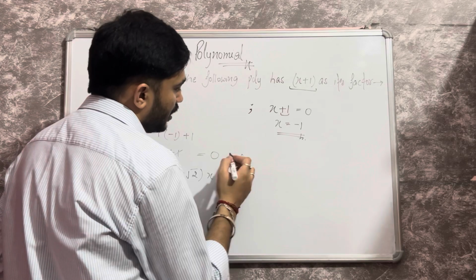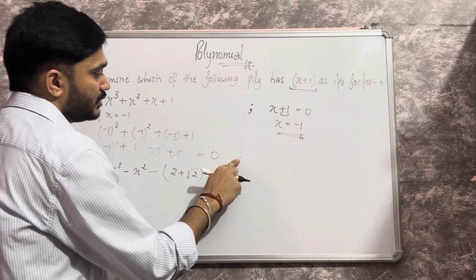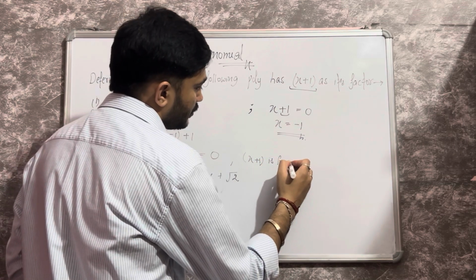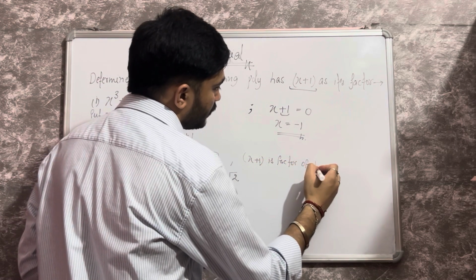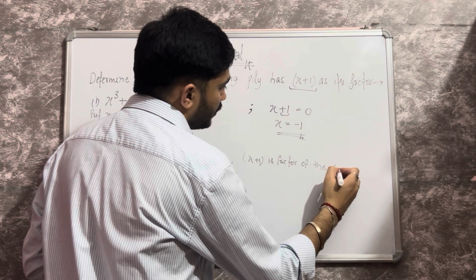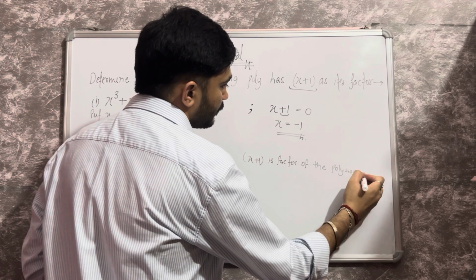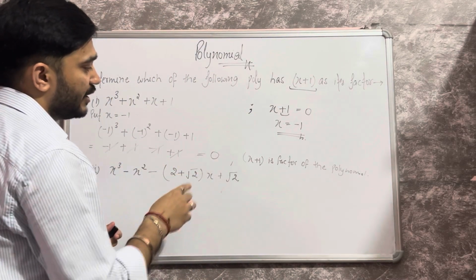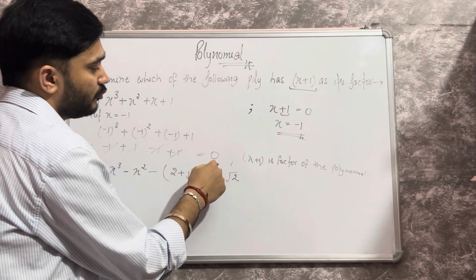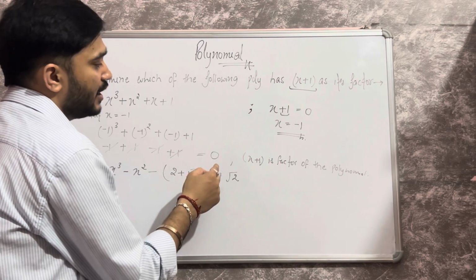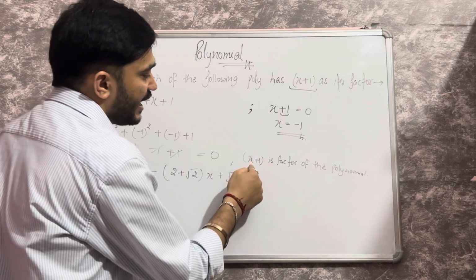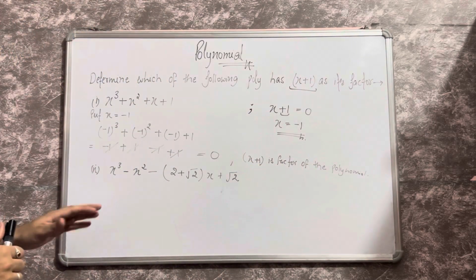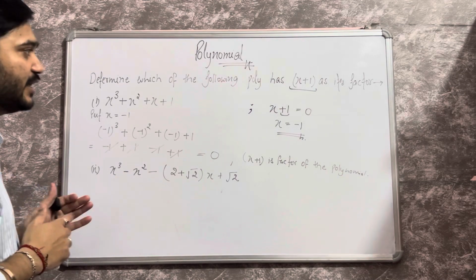If the answer of the equation is 0, then x plus 1 is a factor of the polynomial. What if here the answer is not 0? Let us assume the answer comes to 3, 4, 5, 6, 7, 8, 9, 10? Then we would have to say that x plus 1 is not a factor of this polynomial. Any doubt? Now we are going to do the same with the second example as well.